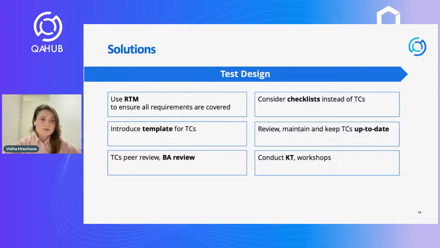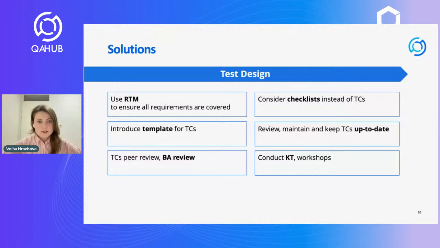First of all, I encourage using a requirements traceability matrix. What is it? It is a table where we have the requirements and the corresponding test cases covering each of the requirements. Ideally, we should have one test case per requirement. There can be several test cases for a requirement, but we shouldn't have requirements coverage gaps, I would say.